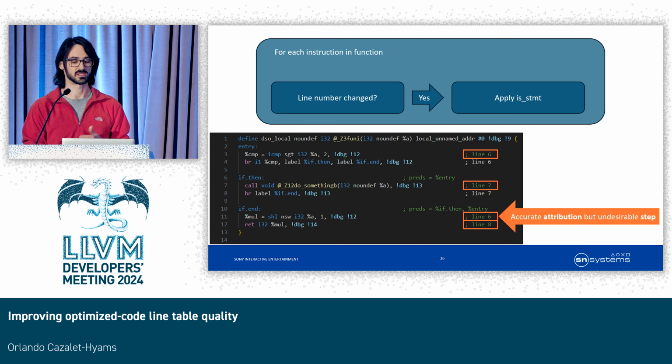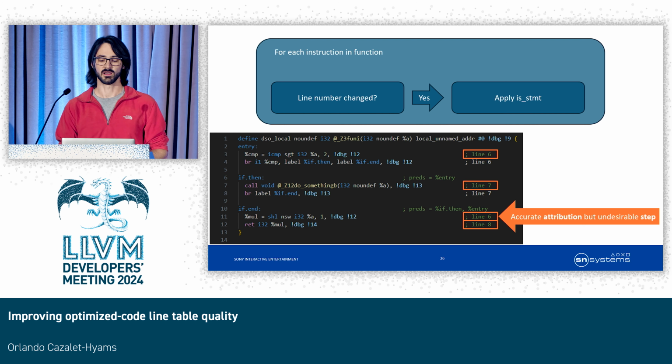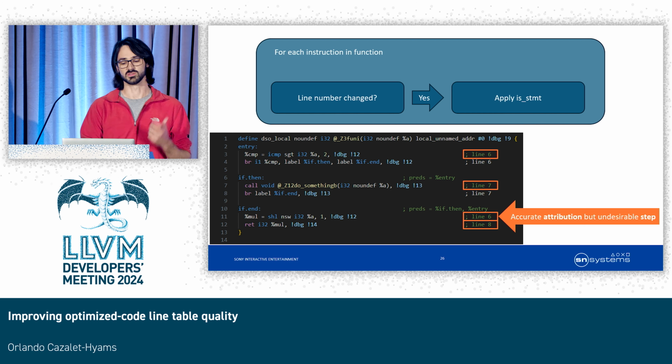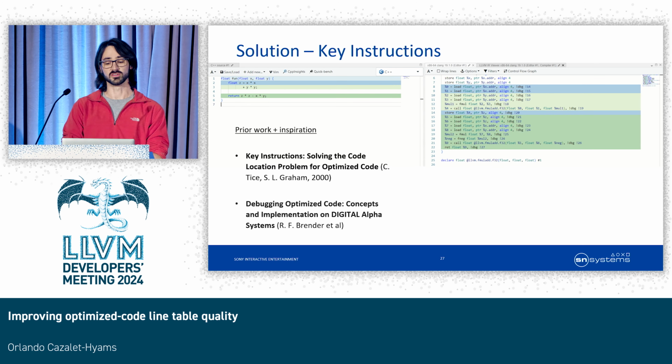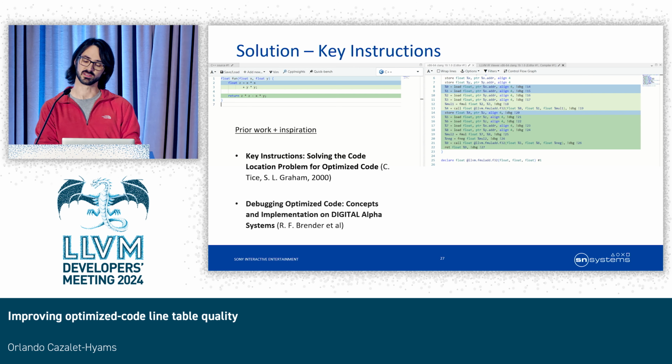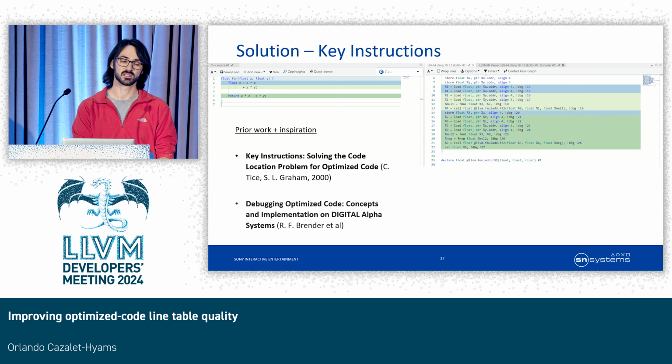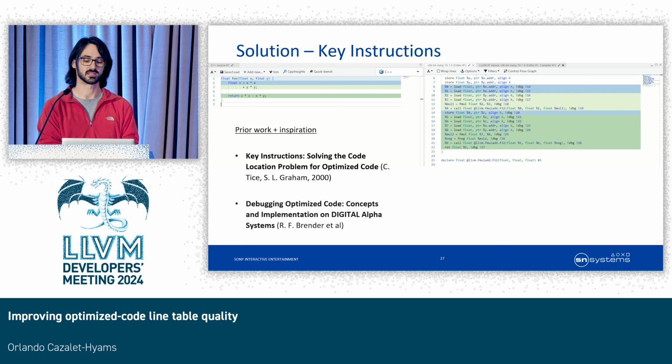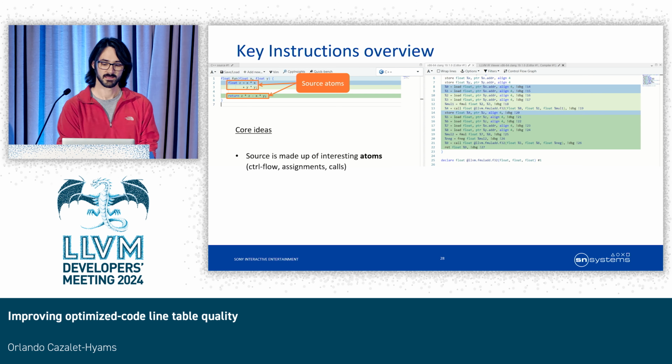And it's the second step to line 6 that's the problem. It's accurate attribution. That's where the instruction comes from, but it's not a desirable stepping location. And the good news is that other people have solved this problem in the past. The two papers cited on the slide have guided our approach to trying to solve the problem, especially Caroline Tice's work on key instructions.